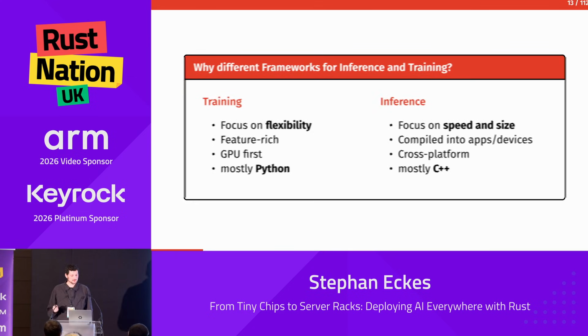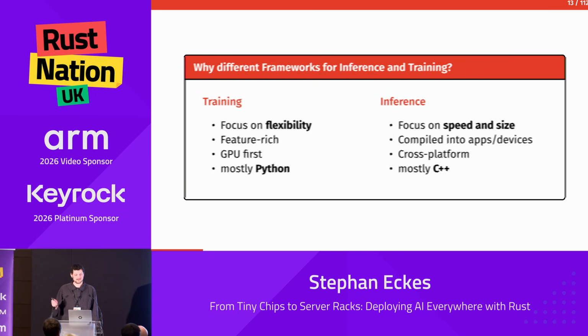Why are there different frameworks? For training, you have to focus on flexibility. You want to have all the features available because researchers want to test everything and try things out. It's actually enough if it runs fine on GPUs, because the training has to be done on GPUs anyway if you want to be fast. And the interface is mostly Python because researchers are just used to Python.